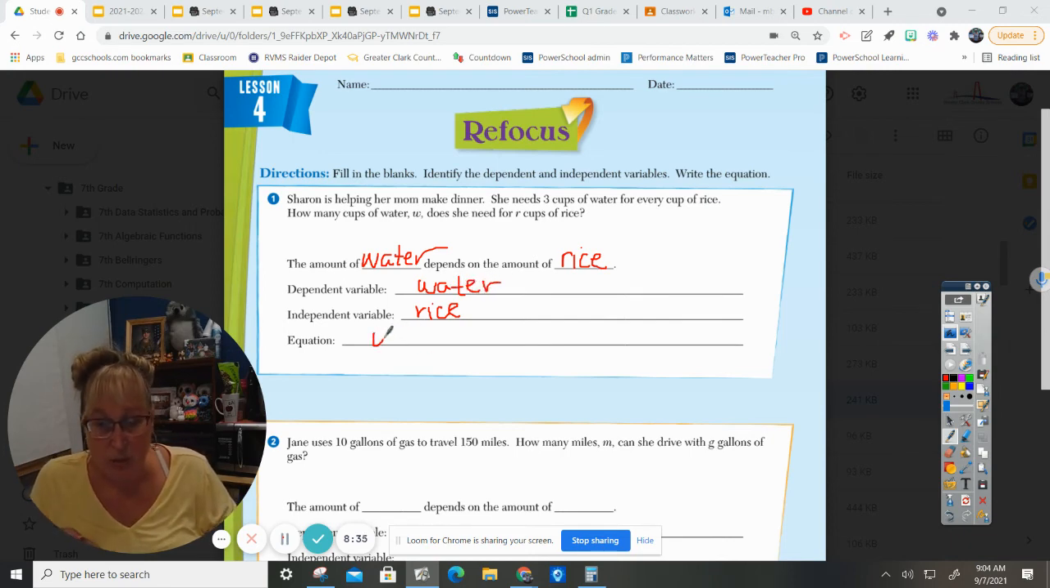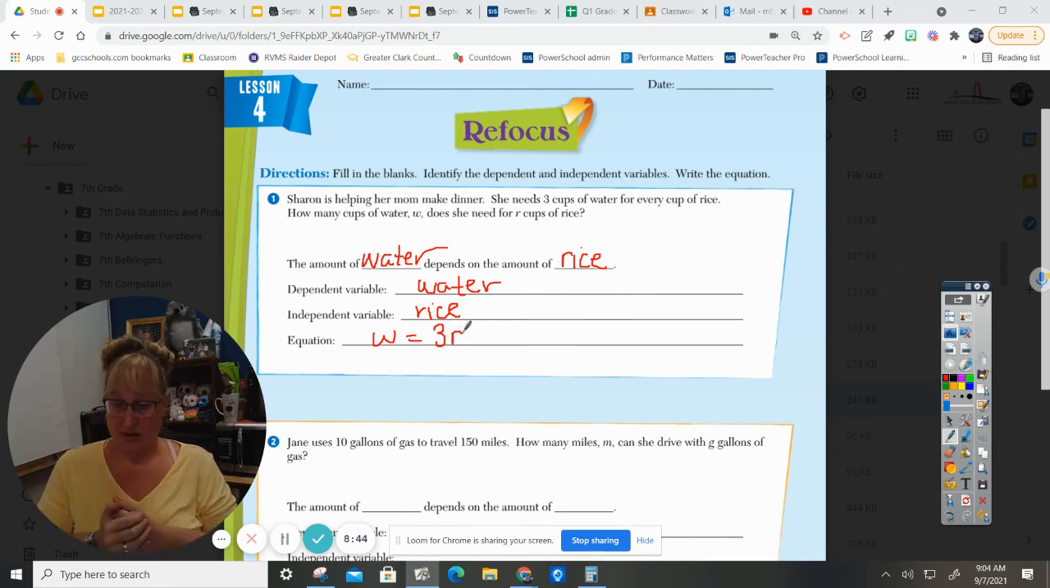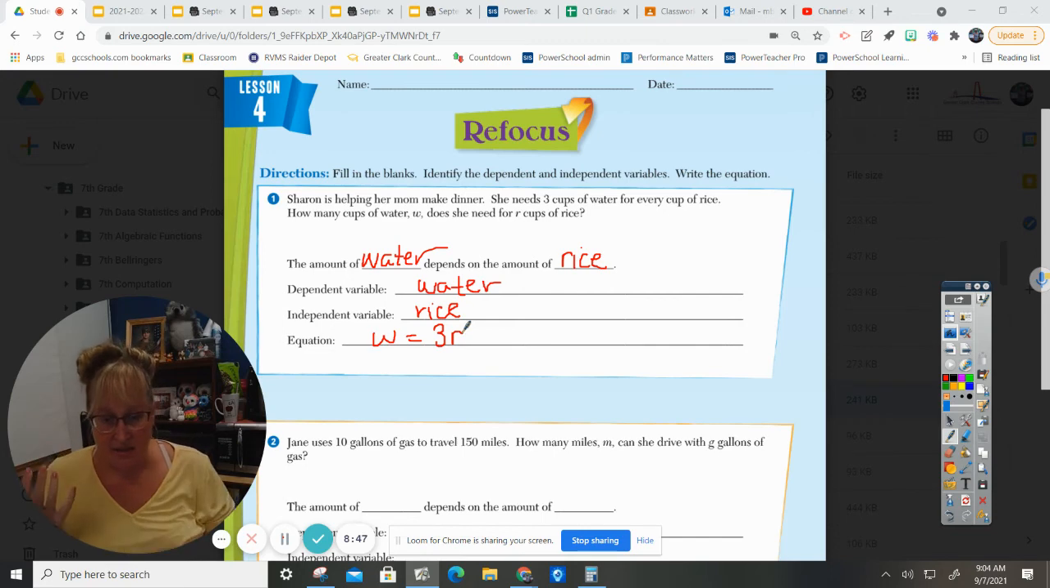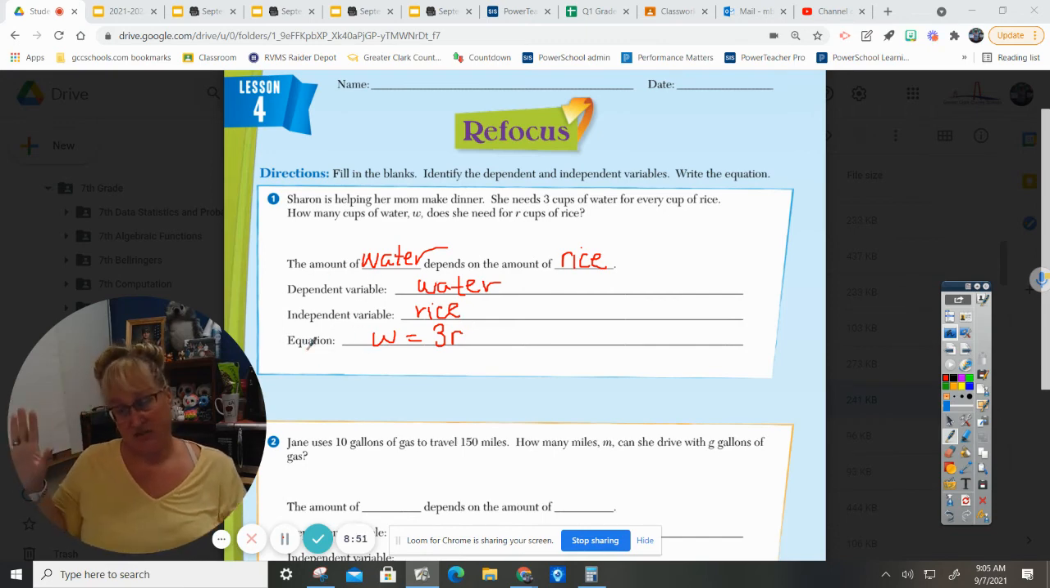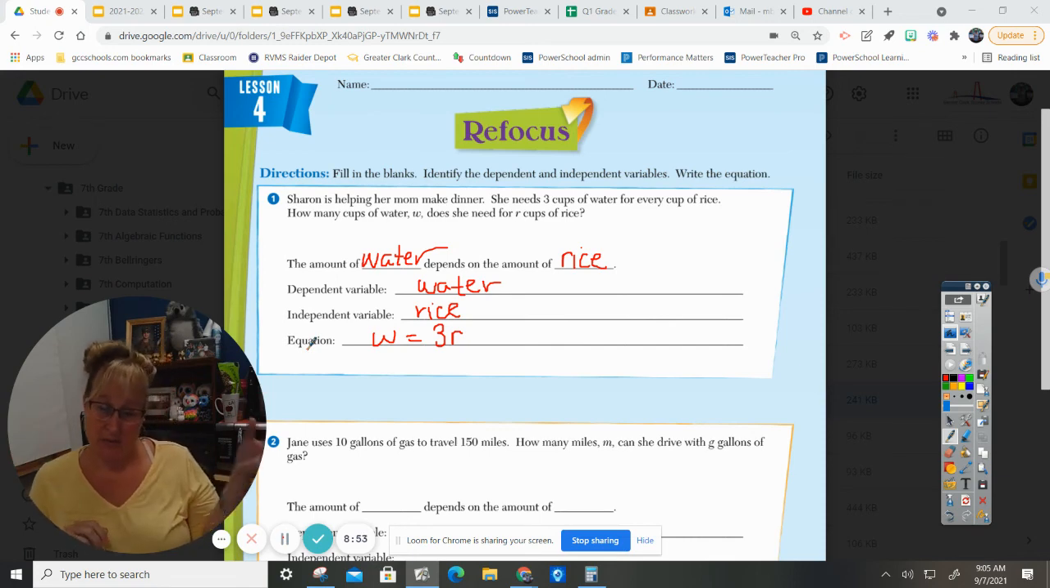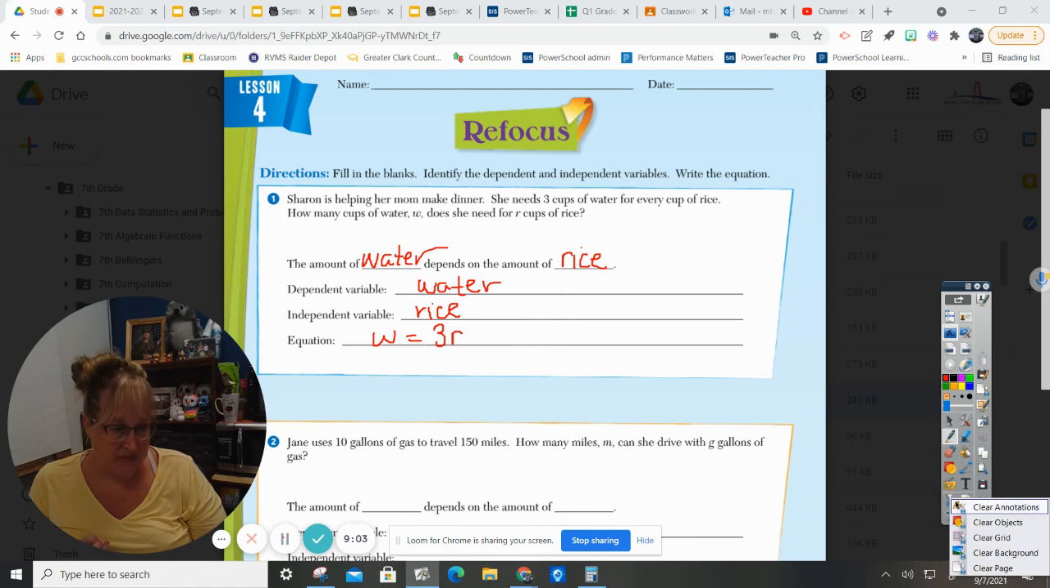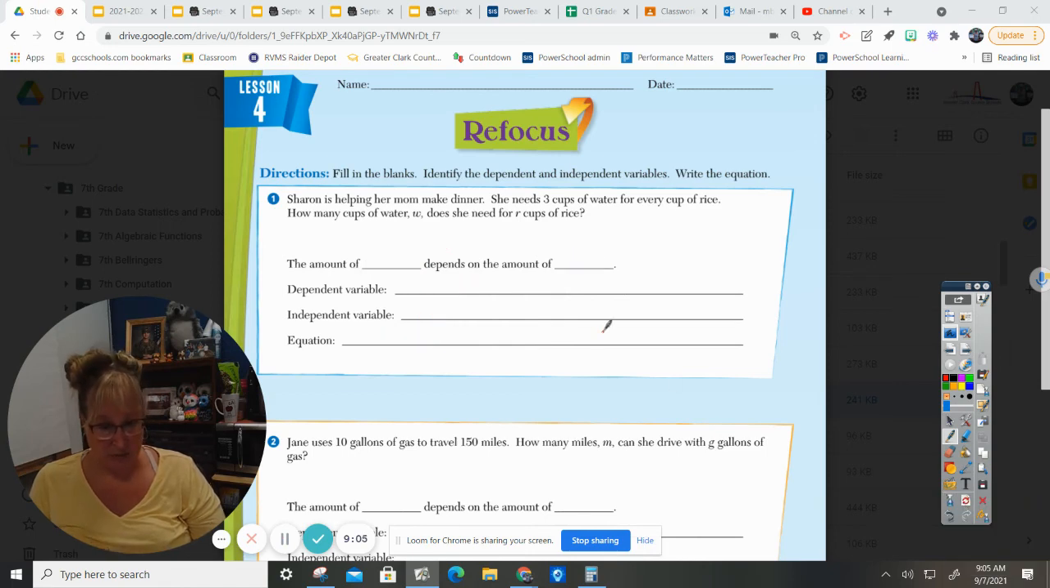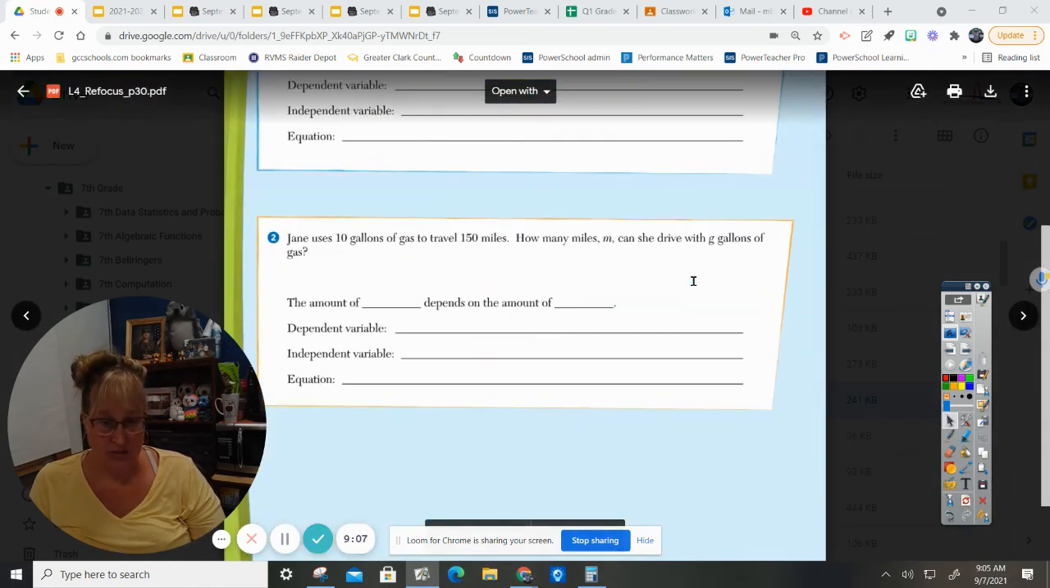So that means that water equals 3 times as much rice. That's where that comes from. So the dependent variable is on this side of the equal by itself, and the independent variable has the, it's technically called a constant, that constant of 3. All right, let's go to the next problem and see if it can be a little bit more clear as we practice. So let's scroll up.